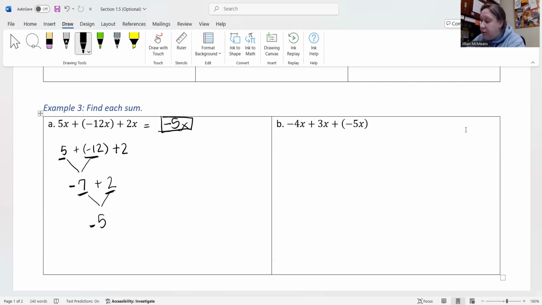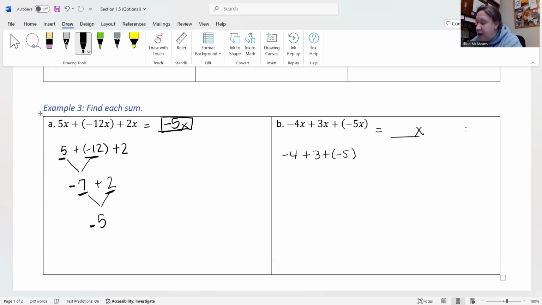Okay? Same thing for part B. We can pretend, so again, this is going to be something with an x at the end. But for now, we can just pretend we have negative 4 plus 3 plus negative 5. Okay, just don't forget the x at the end. The x is still part of this problem.